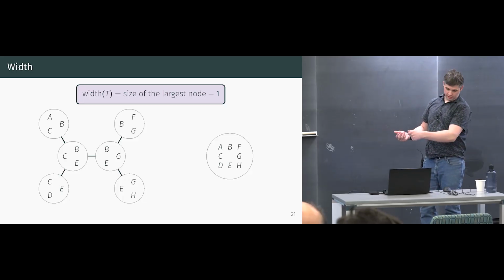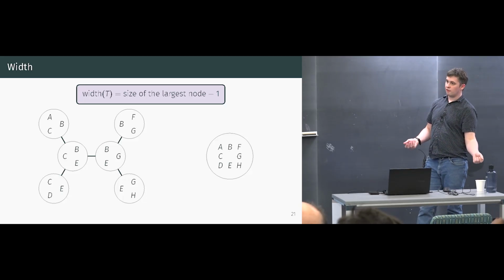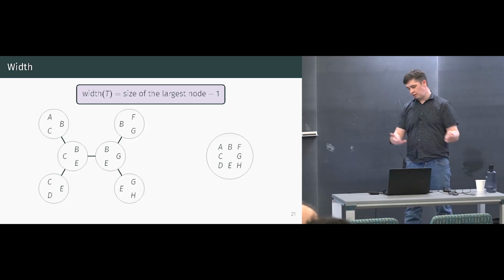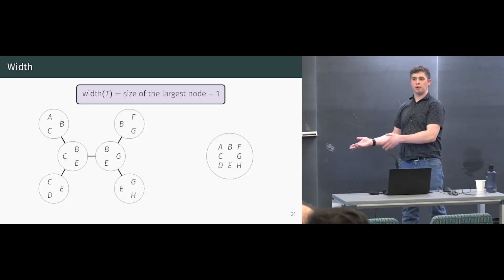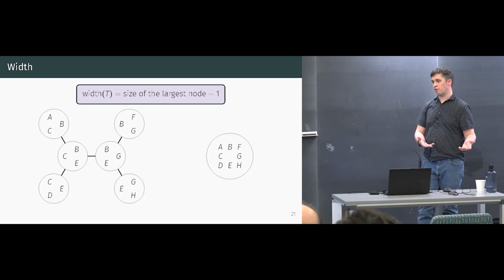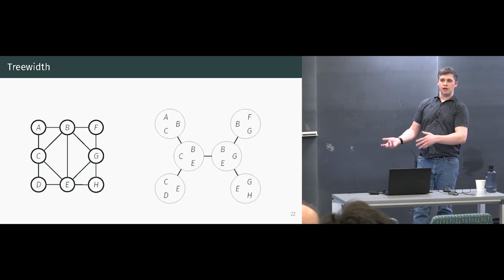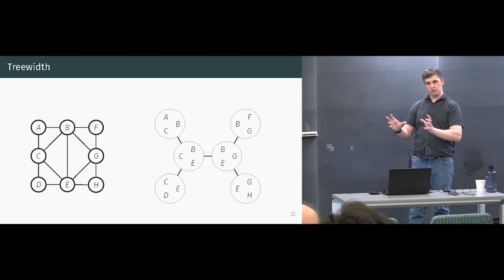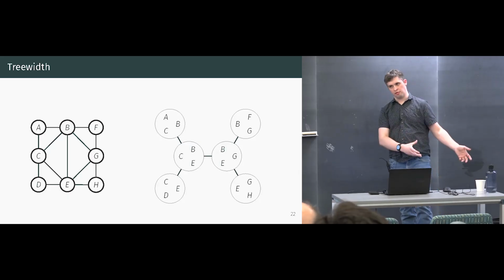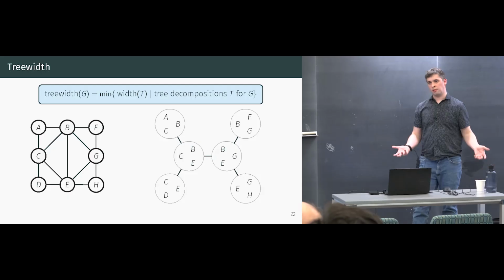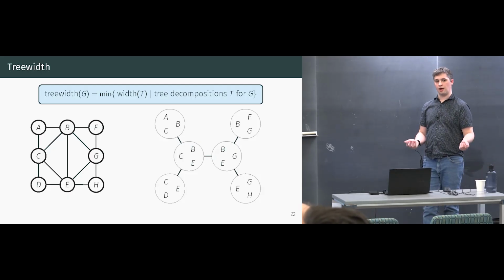So the decomposition on the left has width 2, because all of the nodes have 3 vertices in them. And on the right, it's width 7, and we prefer the lower width tree decomposition. So there you go. And then we use the width to define the tree width. It's a little confusing. Tree width is for the graph, and it's defined to be the minimum width of all possible tree decompositions for that graph.